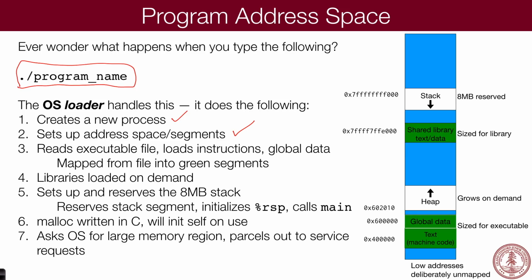Then it reads in your file. It loads all those instructions that you've been carefully going through in binary bomb. And remember, those instructions are just bytes themselves, and so that gets loaded into the program memory. It loads any global data that you may have, and then it maps into these various green sections here. So the shared libraries go in this section up here, global data is this little part down here, and then your actual program lives down in this location.